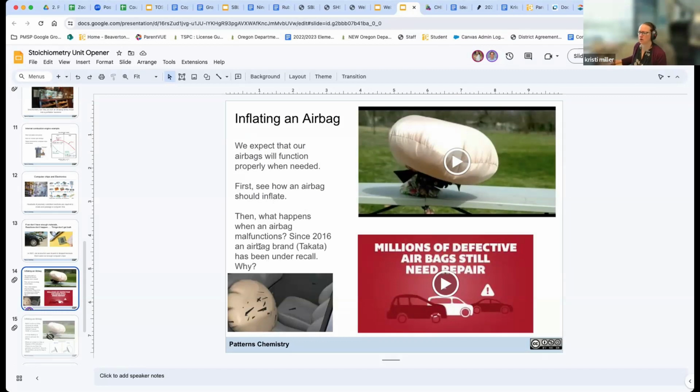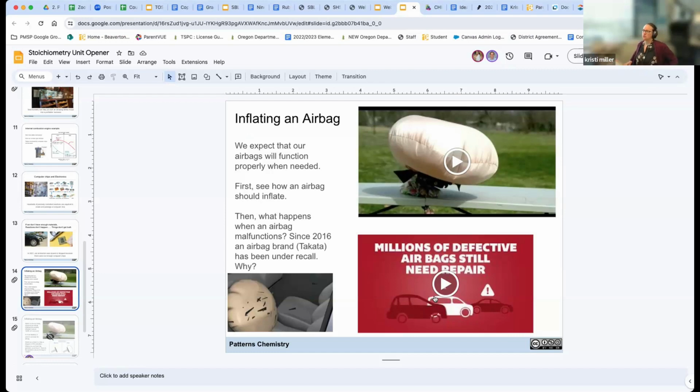Also, there's been quite a bit in the news. It says since 2016, but I'm still seeing things about airbag recalls and just some of the issues around what's causing this shrapnel really to be projected from the airbag during inflation. There's a little video there about it.